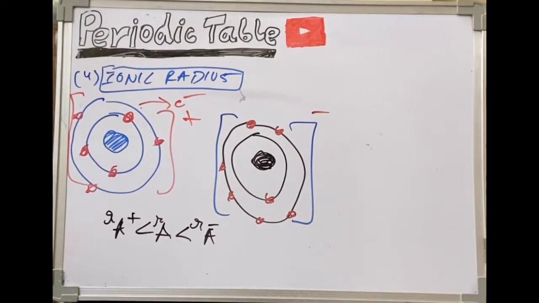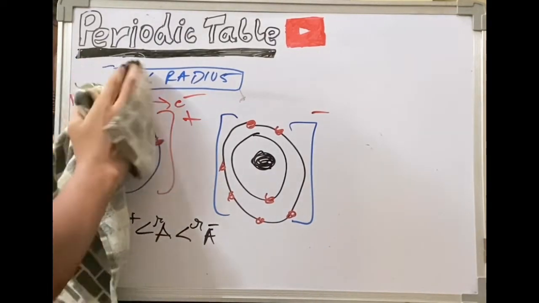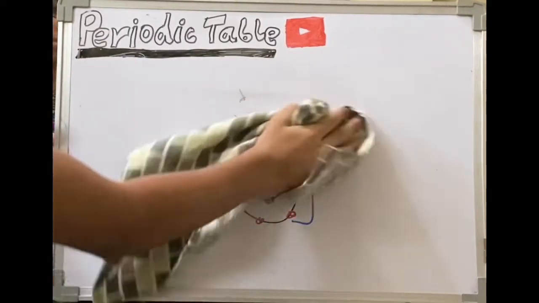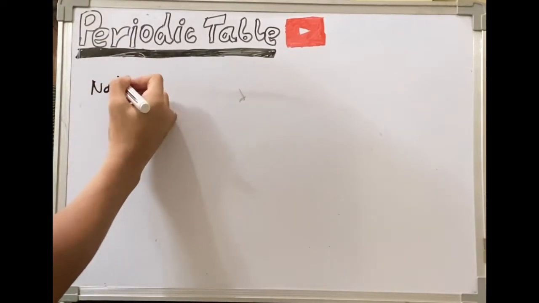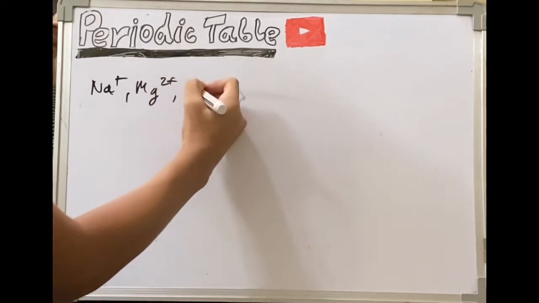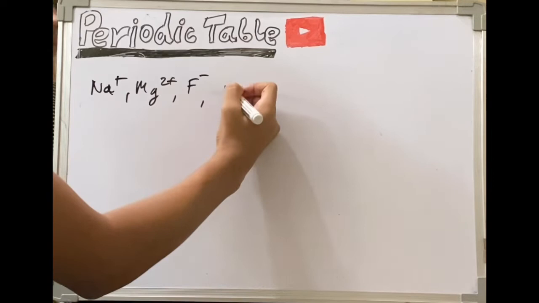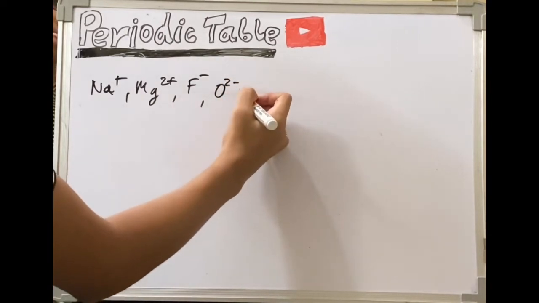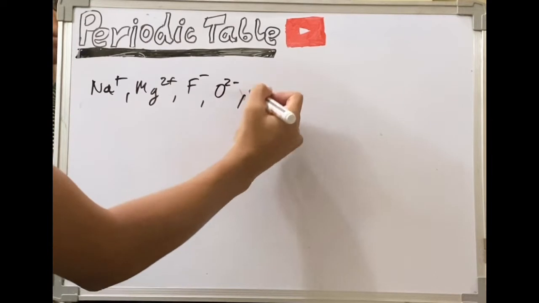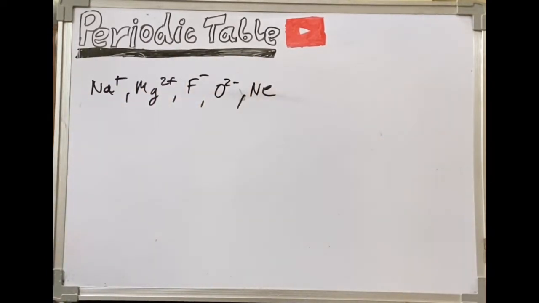Now there is something known as isoelectronic species. If someone tells you to compare the ionic radius of, let's say, Na plus, Mg2 plus, F minus, then O2 minus, and then neon, the first thing we'll do is note down the number of electrons in each one and their corresponding atomic number.